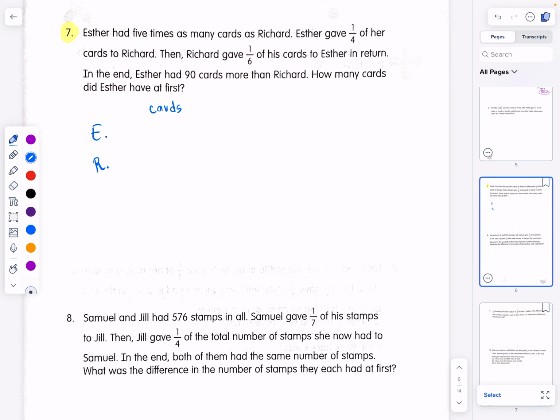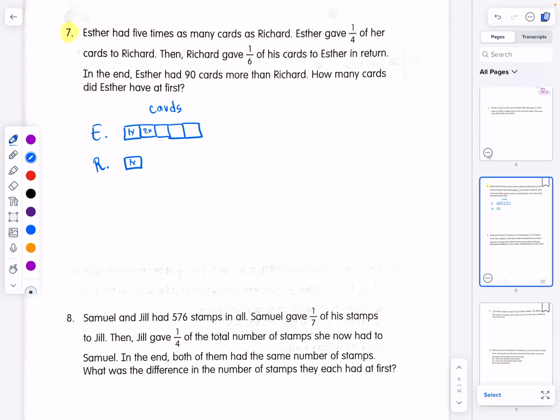What is the first thing the problem tells us about Esther's cards? Look at the first sentence. Esther had 5 times as many cards as Richard. Remember, bar modeling is super easy if you know how to use it. It's very visual. Esther and Richard right now have exactly the same number of cards, but they don't according to this problem, right? So Esther has 1 time, Richard has 1 time, but Esther has 2 times, 3 times, 4 times, 5 times as many cards. So Esther has 5 units, Richard has 1.